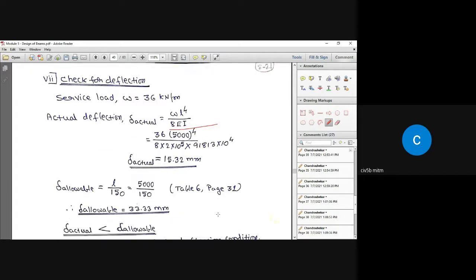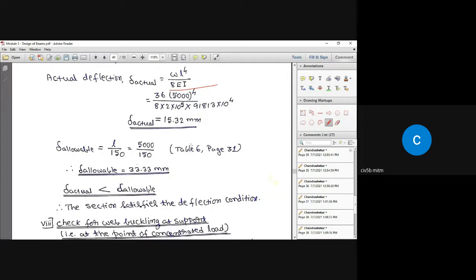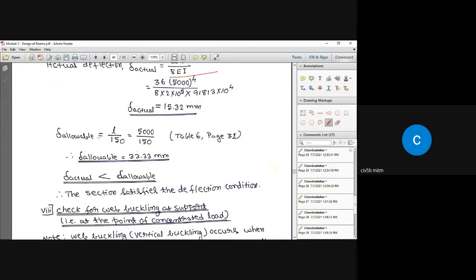Substitute all the values in this equation. W is the load in newton per millimeter, L is the length in millimeter, so substitute everything in terms of newton and millimeter. Finally, the actual deflection we got was 15.32 millimeter. And what is the allowable deflection? Again, go to page number 31 of the code book.